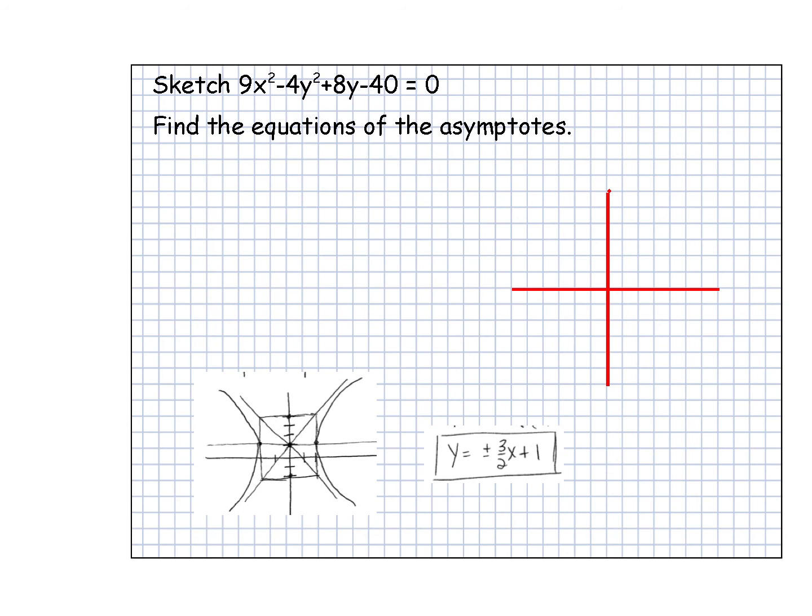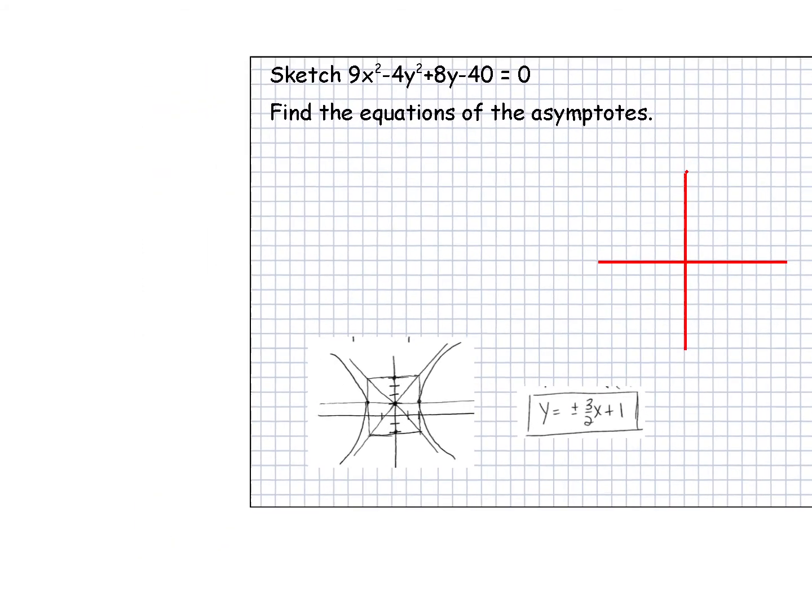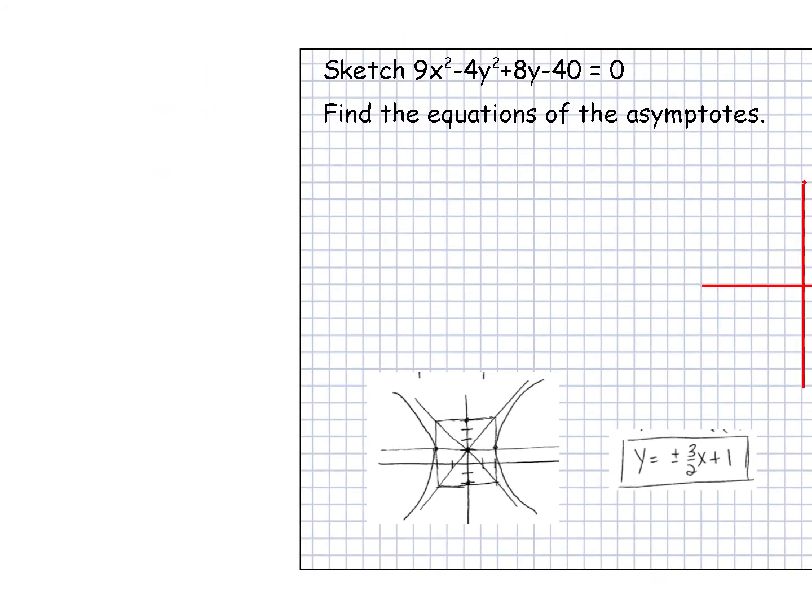Okay, so now we are sketching 9x squared minus 4y squared plus 8y minus 40 is equal to 0, and we also want to find the equations of the asymptotes. Okay, so side work before we get into the sketch. I need to get this into standard form, and I'm going to have to complete the square. So it's important and helpful not to divide by the constant until you have completed the square. So I am going to move the 40 out of there. And the 9x squared obviously is a non-issue.